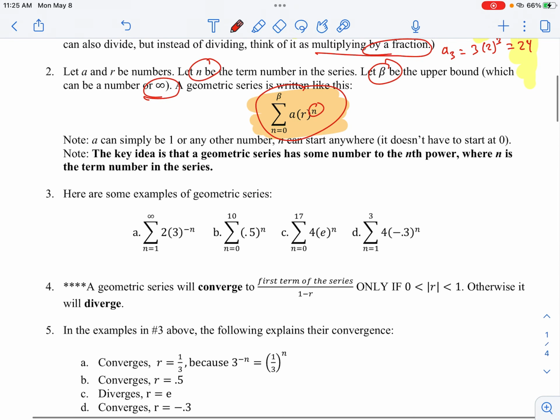Okay. Now, a can simply be 1, so it might not even be there. It might be hidden, or it can be any other number. N can start anywhere. It doesn't have to start at 0. You might see it start at 1 or 2 or anything, really.